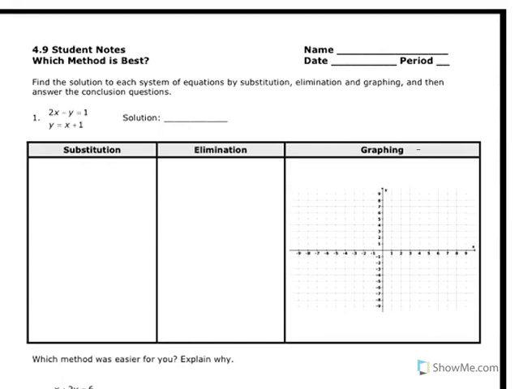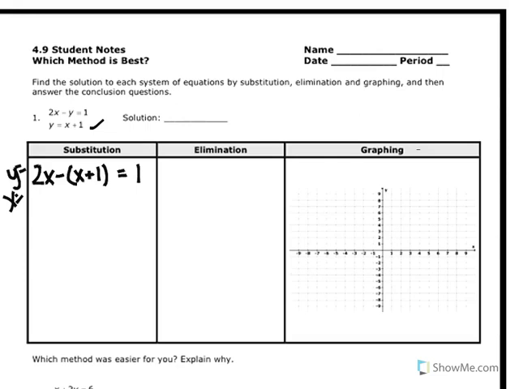So on substitution, we see that y equals, remember for substitution, you either have to have y equals something or x equals something, and the second equation is already solved for y. So I'm going to plug x plus 1 in for y in the other equation. So we have 2x minus, and I'm going to put this in parentheses. It's very important that you use parentheses here. So we're substituting x plus 1 in for y equals 1.